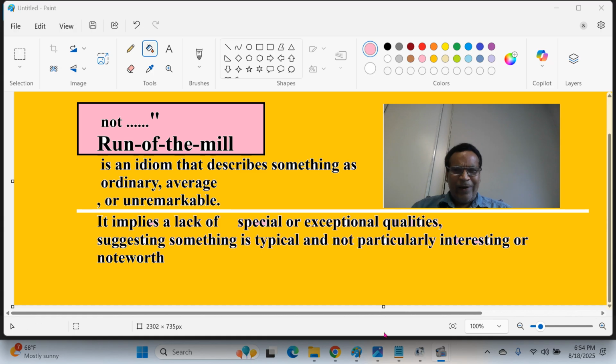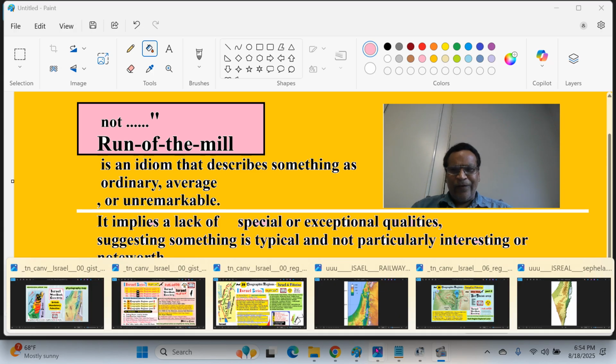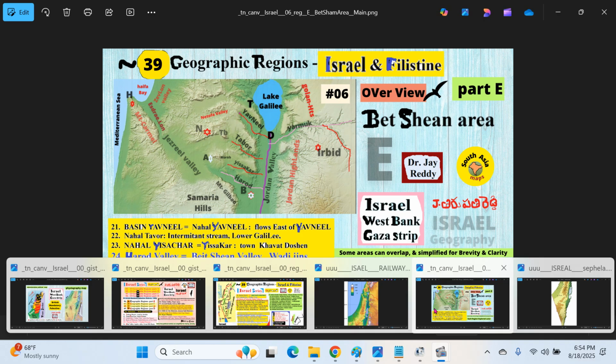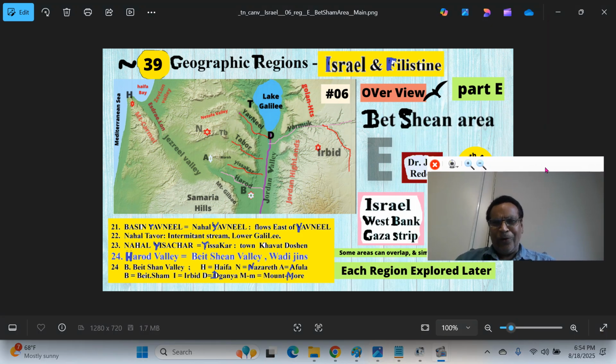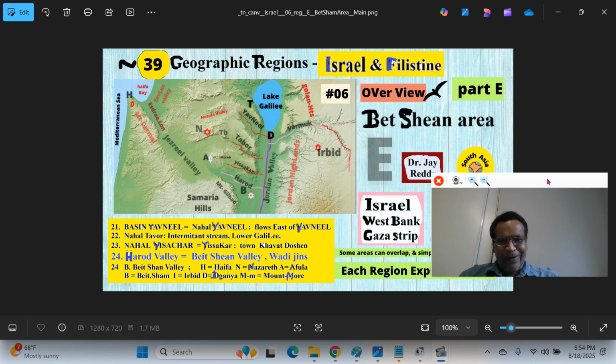That's why I made 40 or so physiographic regions of this part, and hope that will help you to get a grasp of a very fascinating region on the planet Earth, Bhumata.